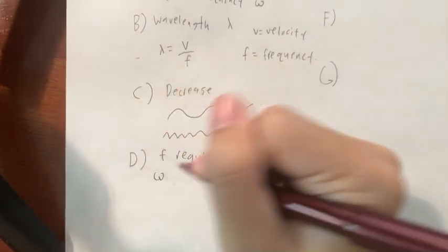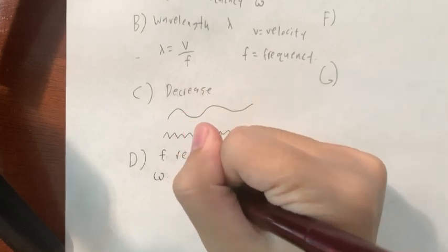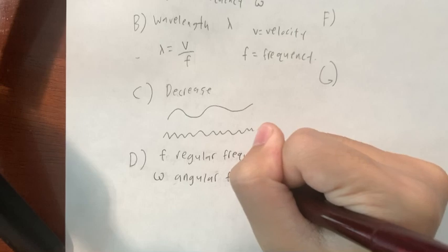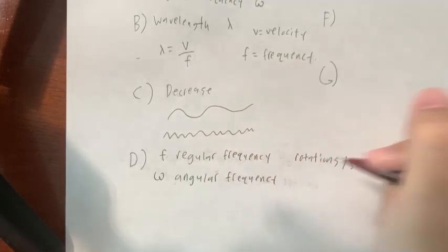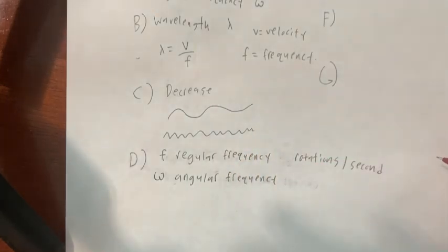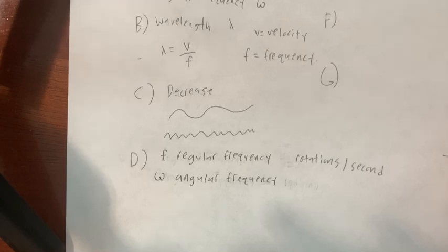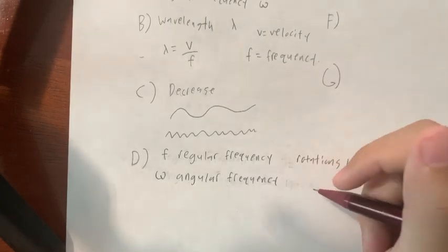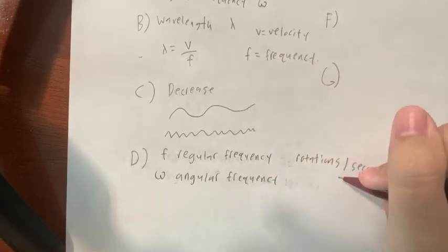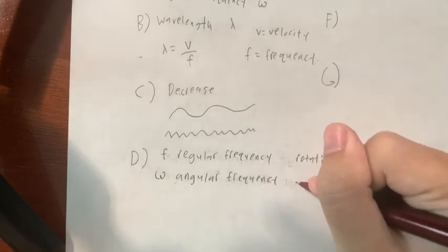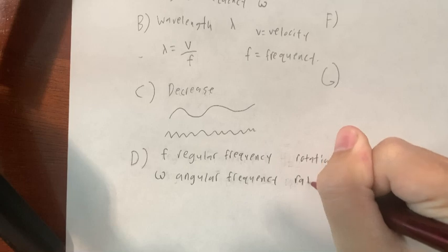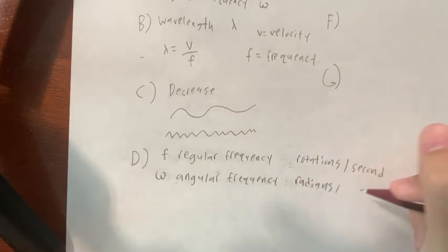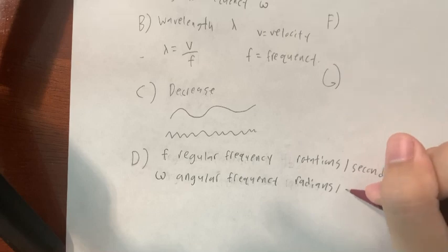Omega, on the other hand, represents angular frequency. This deals with the rate at which an angle changes. So most of the time, if not all times, usually this is represented in radians per time slot. So for example, radians per second.